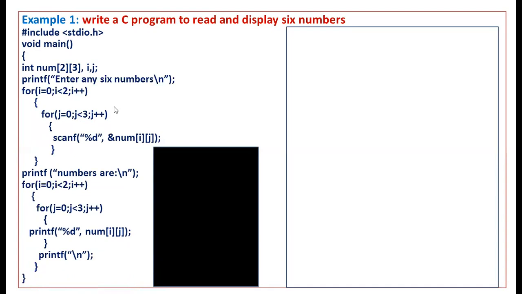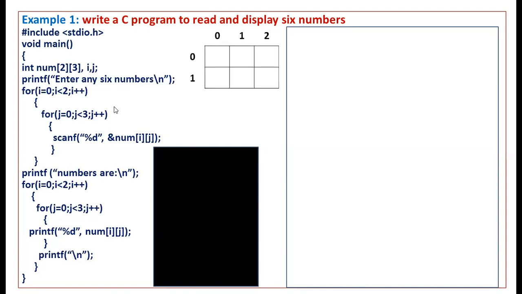Now this is a program to read 6 numbers and to display those 6 numbers. Okay, and we will trace this program, how the for loop will execute. I told you here we need to use 2 for loops. First for loop, and inside that for loop, we need to write the second for loop.